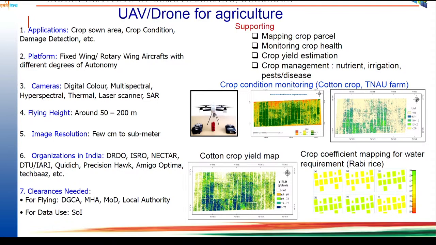So that is a wonder technology which farmers are going to experience in the coming decade, because the government is pushing drone-based agriculture to make a complete transformation of agriculture to digital agriculture. Here you can see a cotton crop yield map generated for one farm, one field, and how it is varying. There are good crop and bad crop, all you can see within the row, even row-wise. Similarly, the crop coefficient for water requirement, for every field you can see the variation.